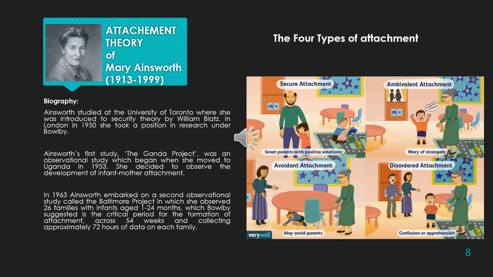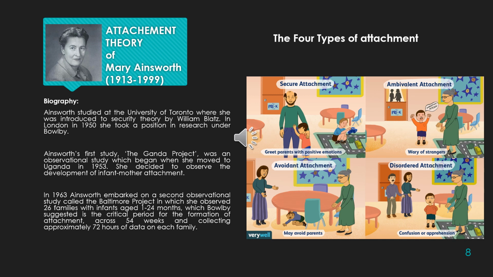Mary Ainsworth, biography. Ainsworth studied at the University of Toronto, where she was introduced to security theory by William Blatz. In London in the 1950s, she took a position in research under Bowlby. Ainsworth's first study, the Ganda Project, was an observational study which began when she moved to Uganda in 1953. She decided to observe the development of infant-mother attachment.